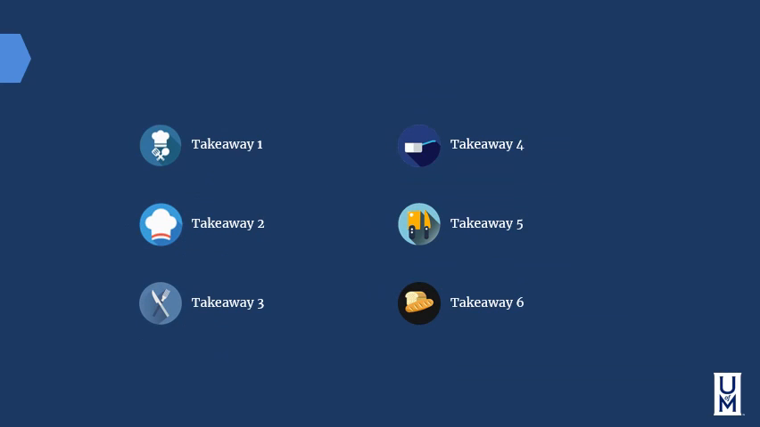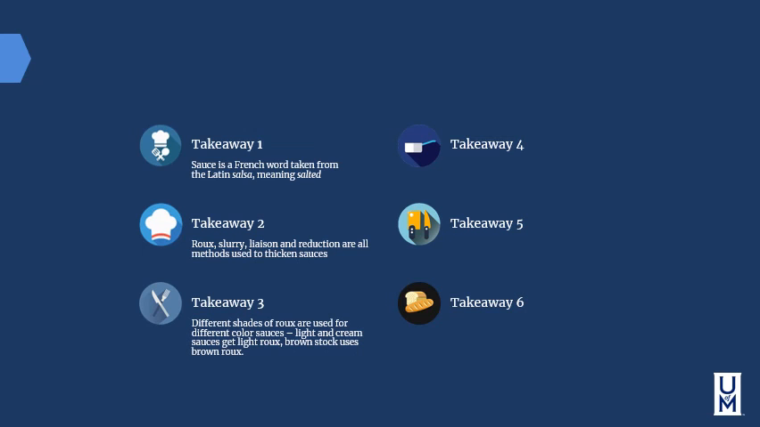So let's summarize and discuss some of the takeaways for this module. Sauce is a French word taken from the Latin salsa, meaning salted. Roux, slurry, liaison, and reduction are all methods used to thicken sauces. Different shades of roux are used for different color sauces. Light and cream sauces get a light roux, and brown stock uses brown roux. Slurry is made from various starches, not just cornstarch. Rice, potato, tapioca starches are all used.